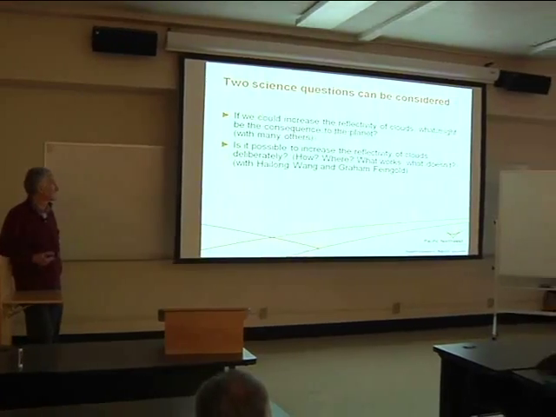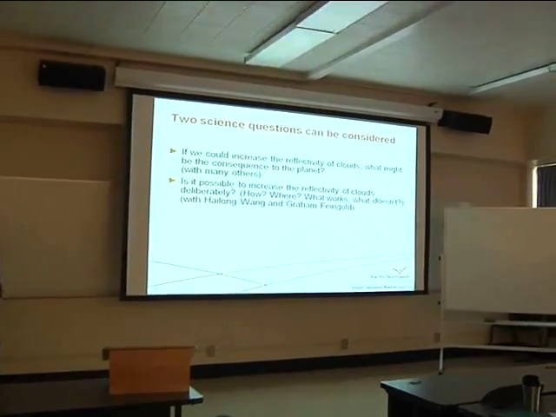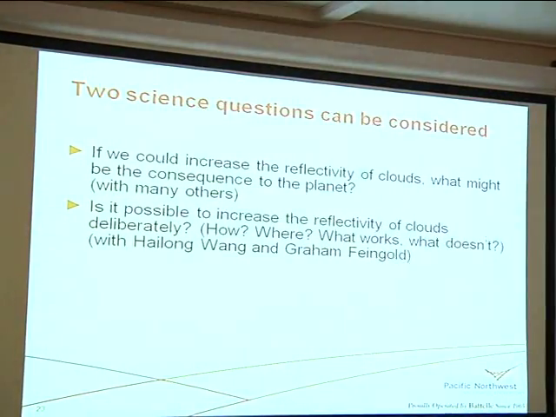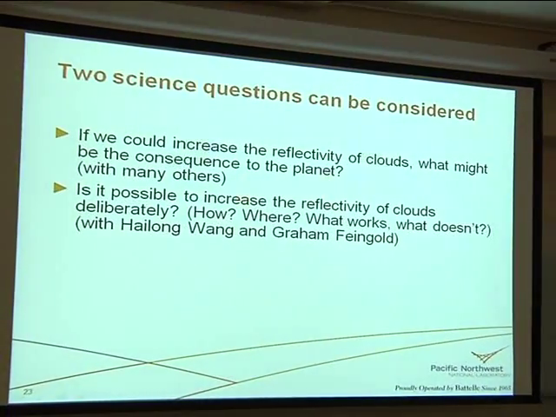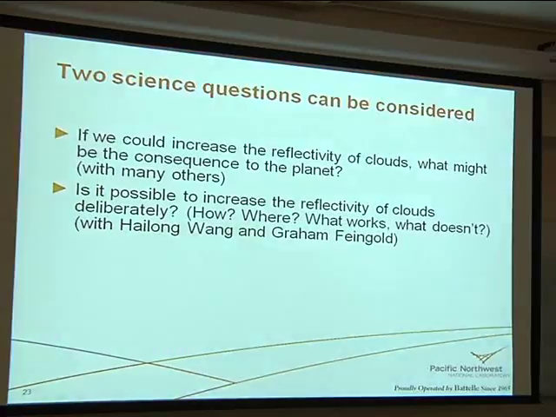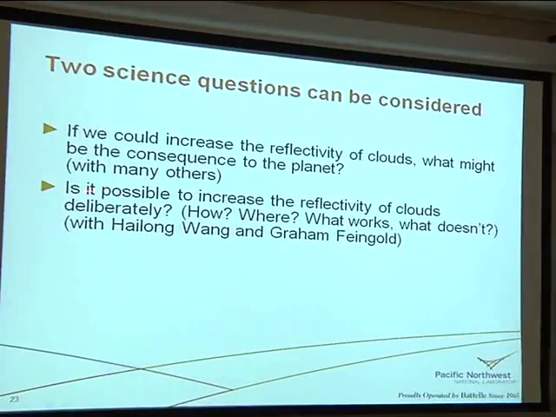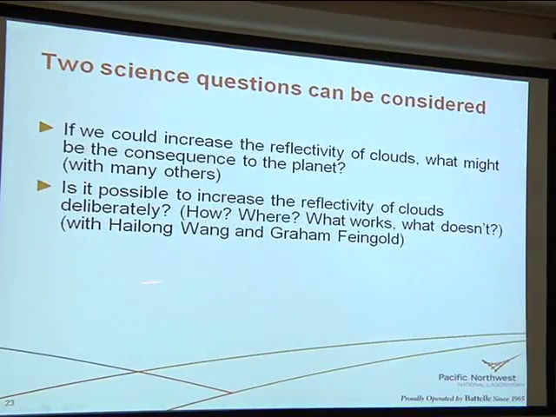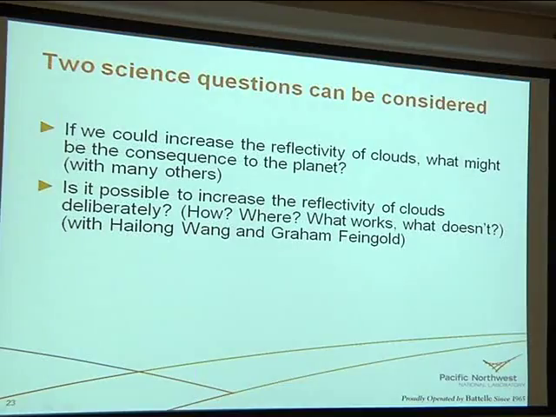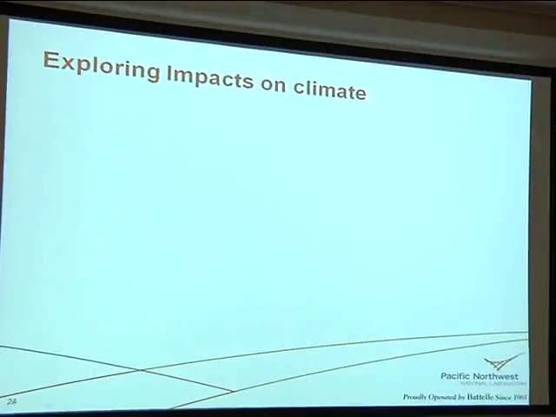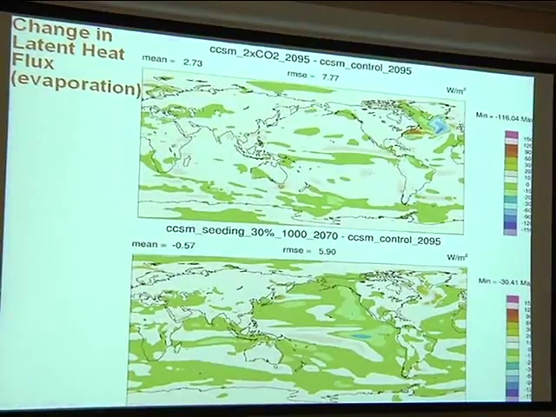So there's a number of science questions that can be considered, and I'm going to have to skip through this really quickly to finish up, I think. We can look at what would be the consequences of changing the reflectivity of clouds if we were to explore them in a general circulation climate model, like the climate model I showed you for ozone, or for the stratospheric aerosols, but I think I better skip over that. But then also ask, is it possible to increase the reflectivity of clouds deliberately, and how would we do it, what would we do, where would we do it, that kind of thing. And I think I'll show you that instead. I'll skip these.